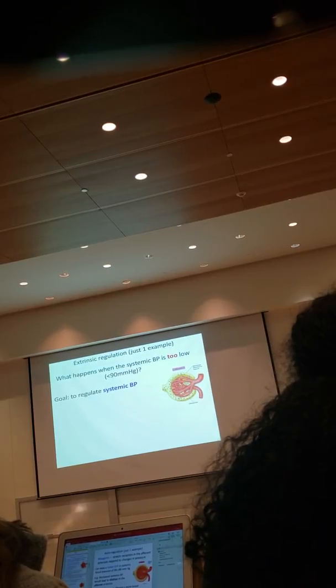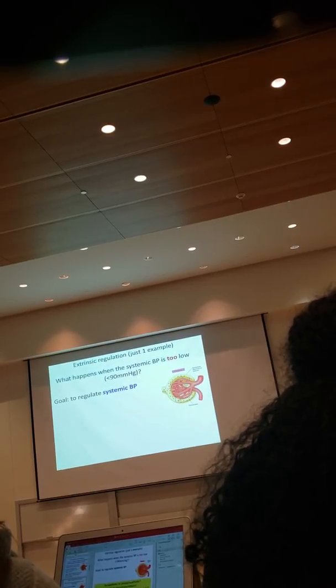For extrinsic regulation, again, there's more than one example, and I'm going to talk about one example. The goal is to regulate the systemic pressure. Remember, the goal before that was to keep a constant, stable GFR. Now the goal is to keep a stable systemic blood pressure. That's more important. We crossed the window, we crossed some red lines. So work with each other.